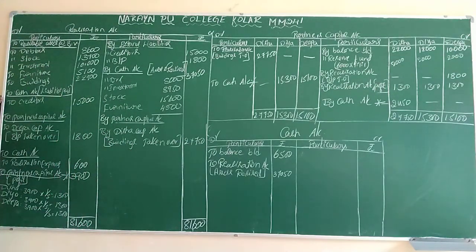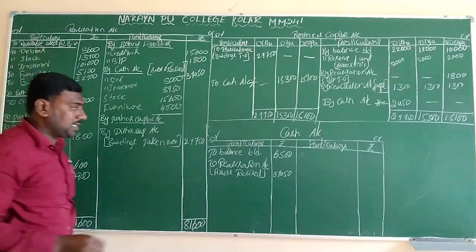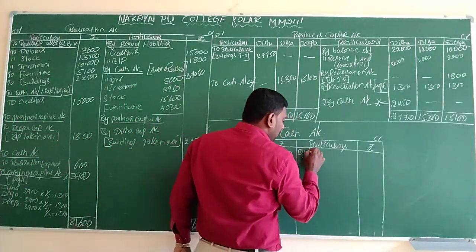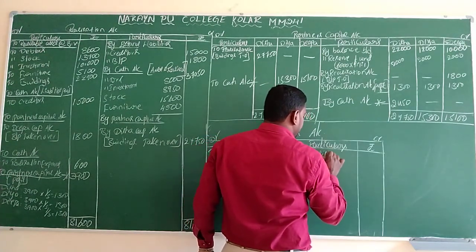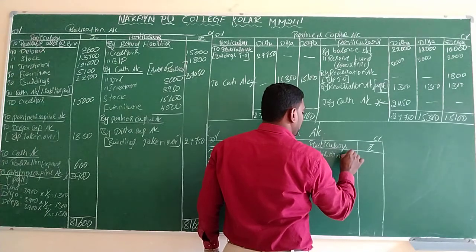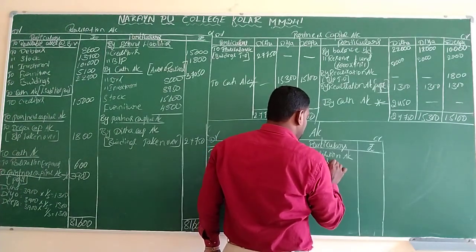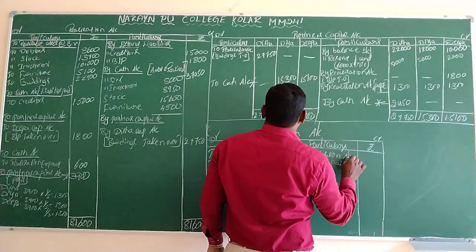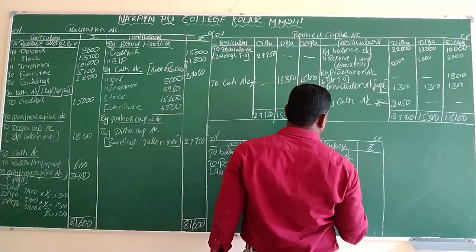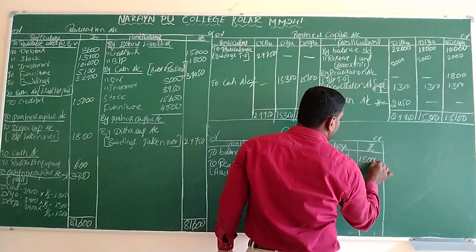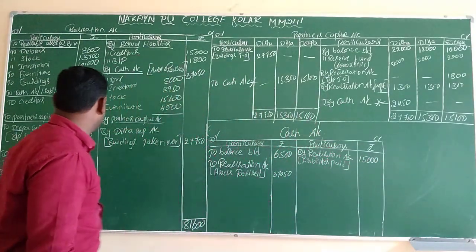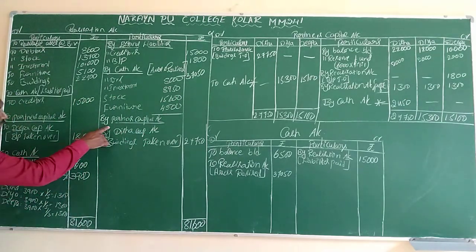Let's come to the credit side. So step number 4, to cash account. Inside the debit side we recorded, so in the next account it will come to the credit side. So we will write by realization account, in bracket, liabilities paid. The value of the liability is 15,000. Step number 4. Let's come to step number 5.